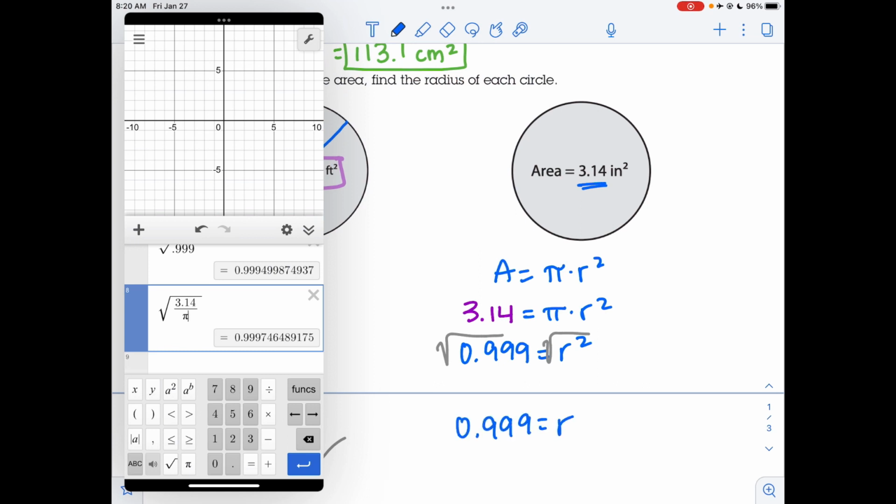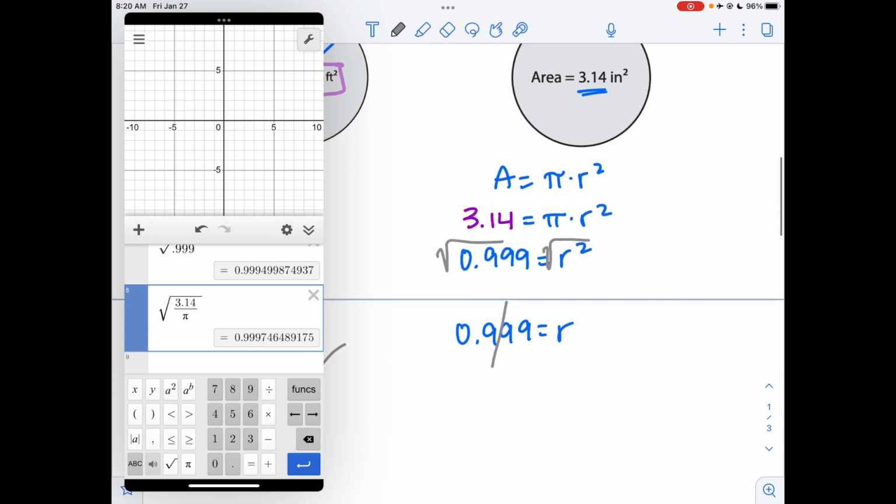0.999 equaling r. But remember, we're rounding to the nearest tenth. So when we look at that 9, it's either going to be a 0.9 or it's going to round up to 1. Since this 9 is bigger than 5, we're going to get 1 equals r. Forgot my units. The original area was inches squared, so this is going to be plain old inches, because this is just radius.